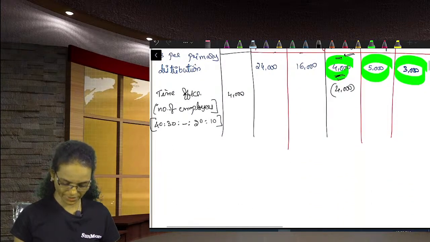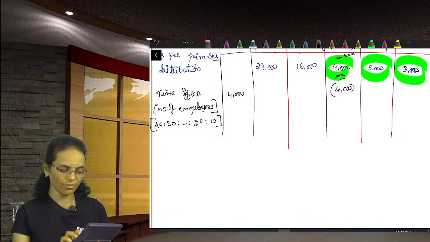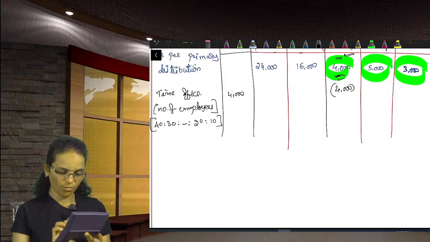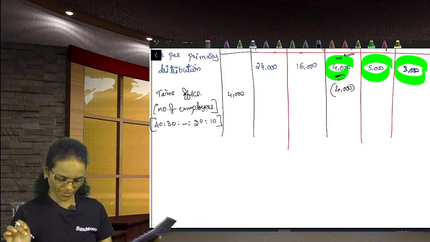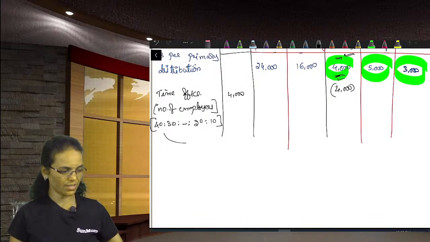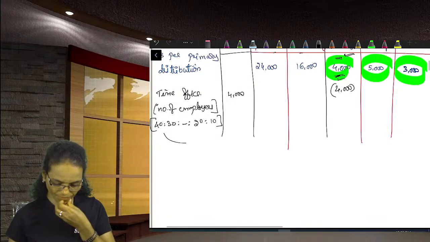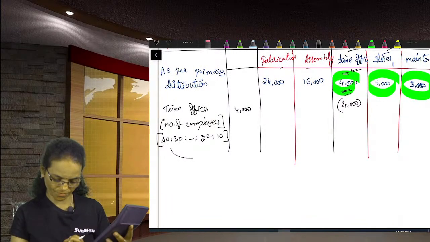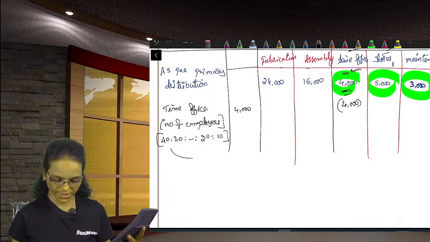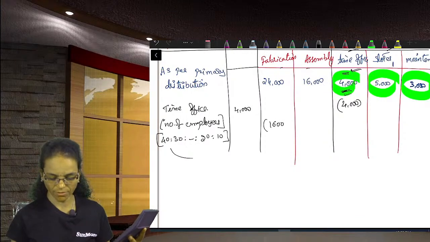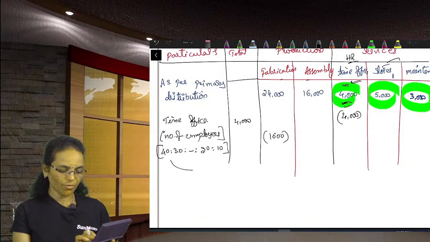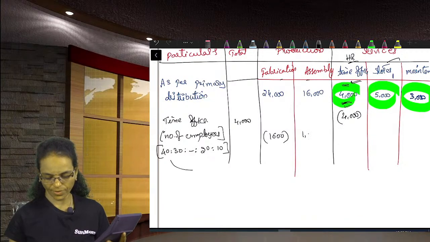So what is the total we are getting? 40 plus 30 plus 20 plus 10. In simple language, this is 100%, right? So 4,000 into 40 percent is 1,600 towards the fabrication production department, and 4,000 into 30 percent is 1,200.